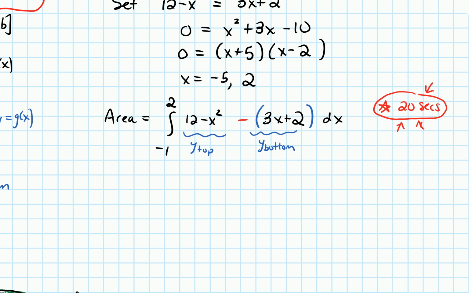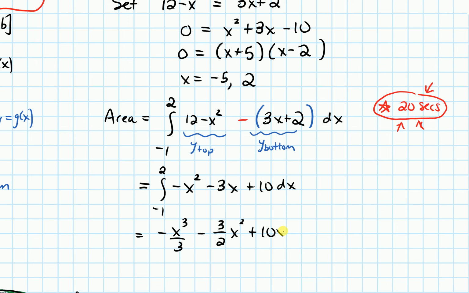So we have this integral from -1 to 2 of 12 minus x squared. In fact, let's just start to simplify this. Let me keep the negative x squared first, and then I know I'm going to have minus 3x, and then I'll get 12 minus 2, which ends up being positive 10. Okay, so now I can do this antiderivative, and I'll get negative x cubed over 3 minus 3 halves x squared plus 10x. And then vertical line, so I've got to plug in 2 and -1 into this.